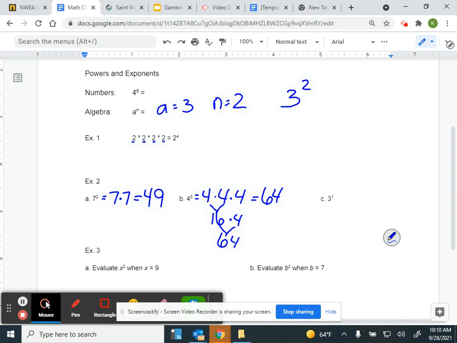Is that a 1? Yeah, that's a 1. So 3 to the 1. What would that equal? Zoe? There's 1 3. That's a hard one. So if it's 3 to the 1, it's just 1 3 there. So your answer would be 3.